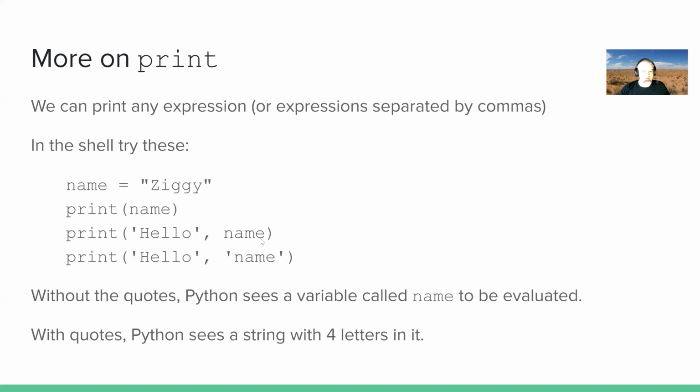If we do print hello name, it should print out hello Ziggy, right? Because here again, this is a variable. And if we do print hello and name within quotes, it'll actually print out hello name and not hello Ziggy, because here we're not printing out the variable name, we're printing out the string name, right? The variable name is a variable that refers to the string Ziggy. The string name is just a literal string with the word name in it, right?